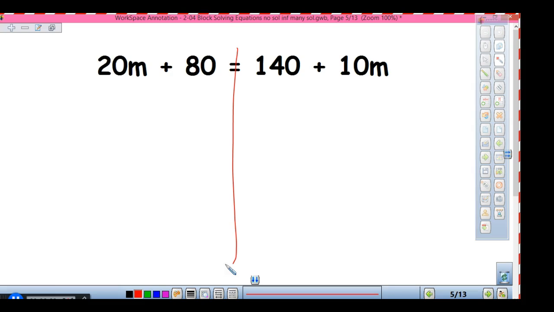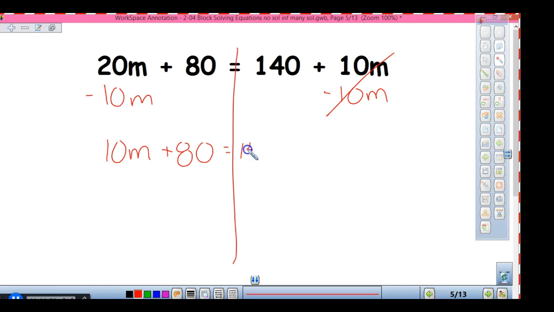Chris, what did you move on that first step? You moved this 10 up? And how did you move it? Yeah, subtract your 10 over here. Subtract your 10 over here. So I should end up with 10m plus 80 equals 140. Everyone's got that step?